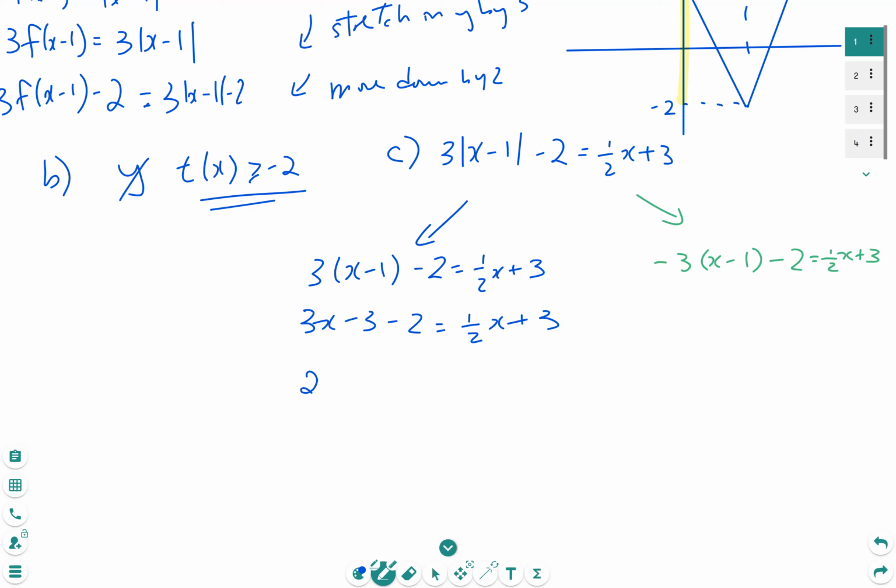3 take away half is 2.5x. Minus 5, that one will be 8. And then x here, if you divide that, it will be 3.2.